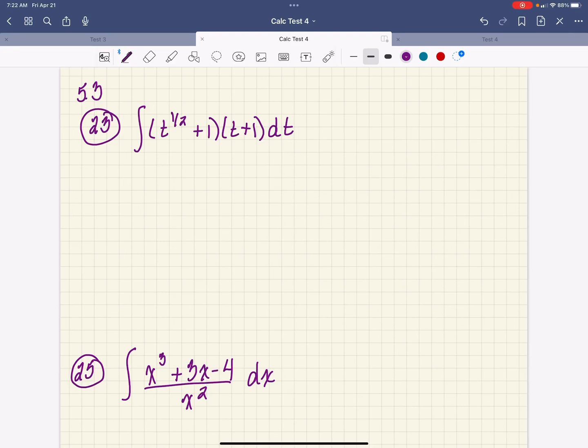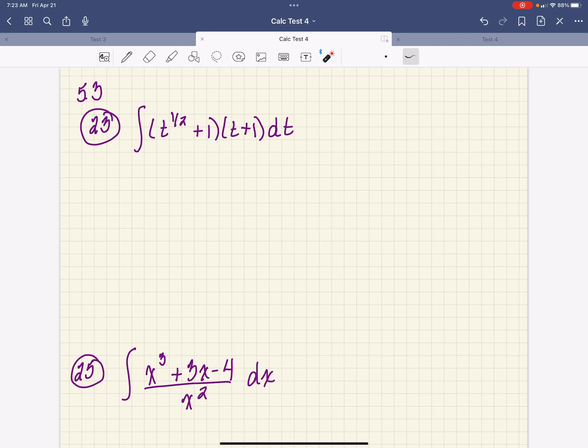Good morning. This is homework help for chapter 5, and we're going to start with 5.3, number 23. Now, we're doing the integration here of this product, t to the 1/2 plus 1 times t plus 1.